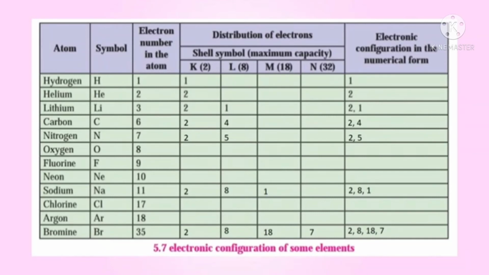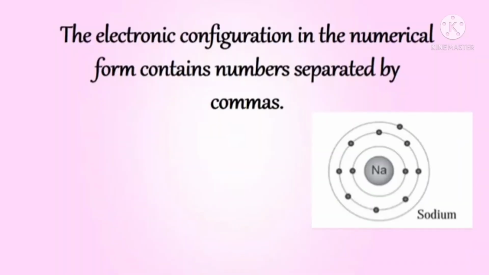Now let's consider the terminology of writing the electronic configuration. It is in numerical form; it contains numbers which are separated by commas, that I have shown you in the chart, in the table. Therefore, we have written there the electronic configuration for sodium. Its atomic number is 11.